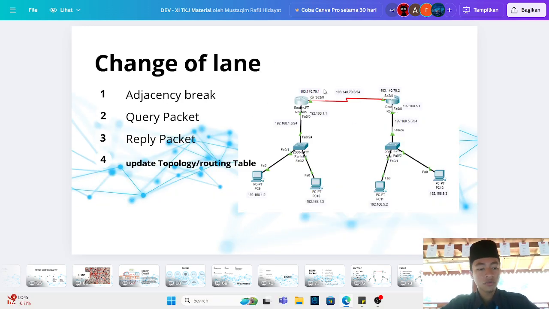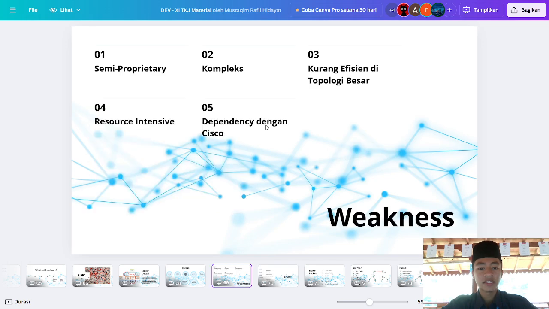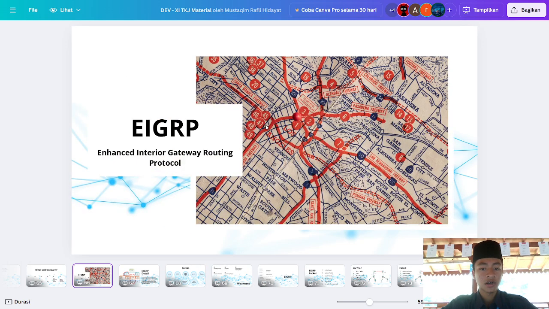One of the most interesting things about EIGRP is that it has a lower cost than other dynamic routing protocols. So if you're interested in using EIGRP, you can go and try it on Cisco Packet Tracer.